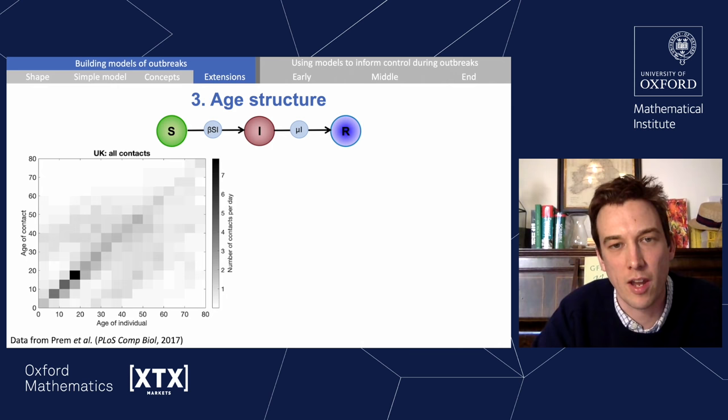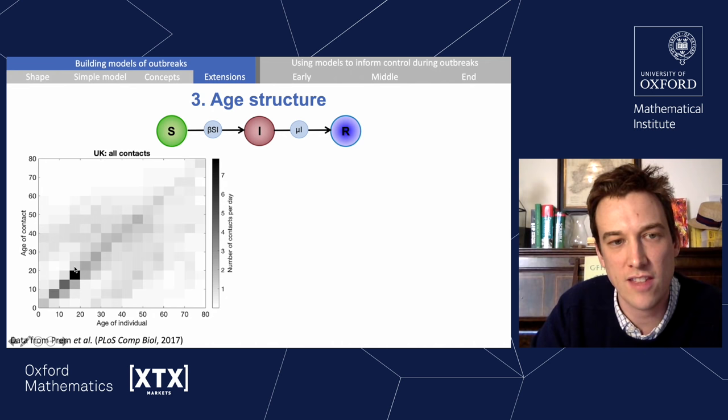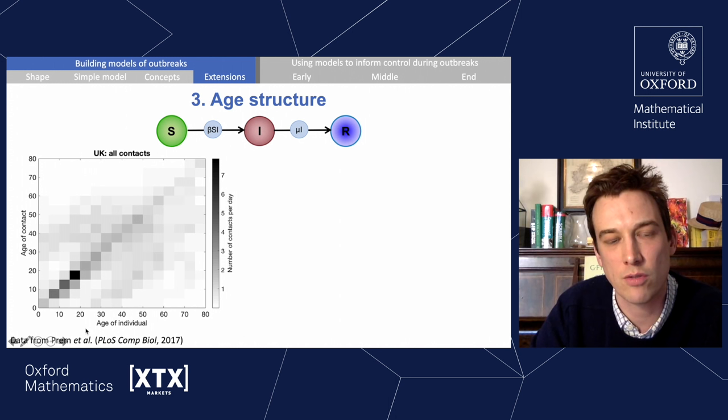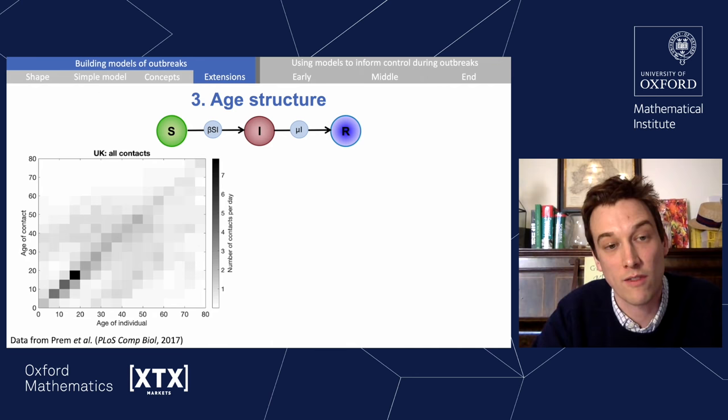What you can see is this diagonal here, which is quite dark. This diagonal represents individuals on the x-axis contacting individuals on the y-axis. Because this diagonal is quite dark, it means that it's reasonably likely that an individual of a certain age will contact other individuals of the same age.